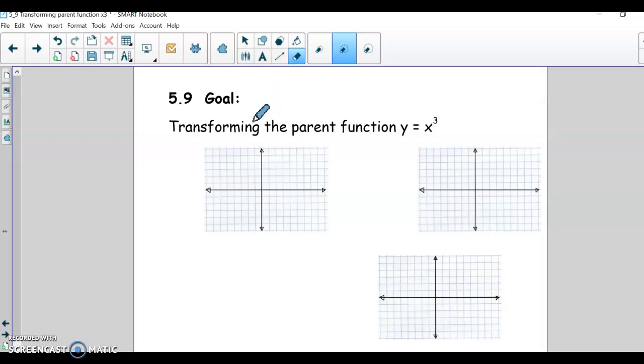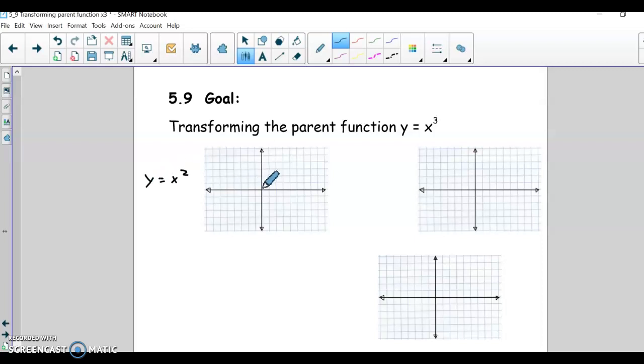All right, so in this lesson, 5.9, we are going to graph. So we take a break from solving. So far, we've been solving polynomials in the back half of chapter 5. Now we're going to graph. And we're just going to transform the parent function like we've done many, many times before.